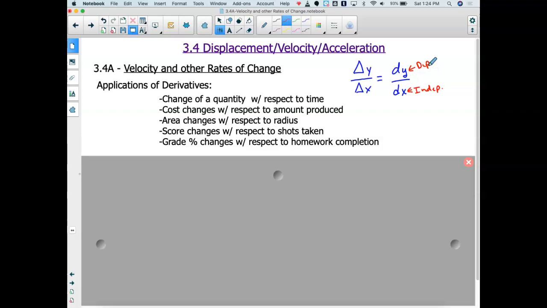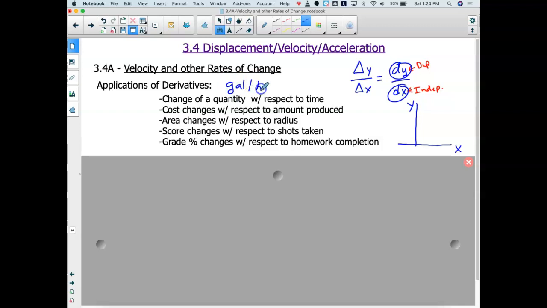The way I always think about that is, if I had a rate of change and I had to graph it, my x and my y, I'm talking about a change in y over a change in x, so my numerator is always going to be my y-axis variable. Why do I bring that up? Because we're looking at things like a change of a quantity with respect to time.